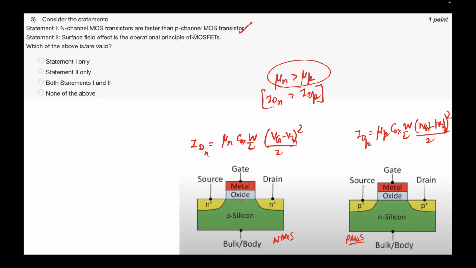Second, surface field effect is the operating principle of MOSFET. We have already talked about this. We need to form an inversion layer here, and that inversion layer is formed predominantly due to the electric field that is being applied by the gate along this surface. On this surface, this is a 2D surface, by the way. We'll see in the next slide what I mean by that. So this field effect is essentially what is driving this whole device. So this is also correct. So both statements 1 and 2 are correct.